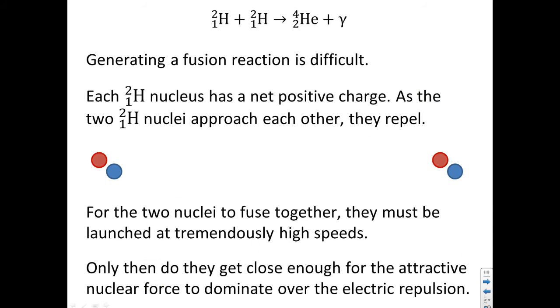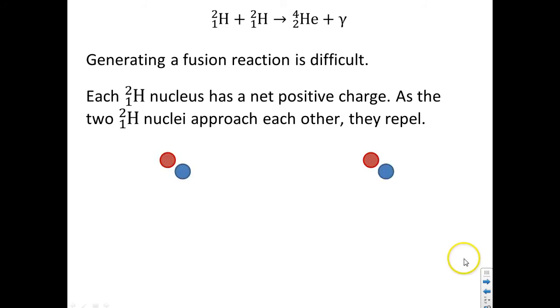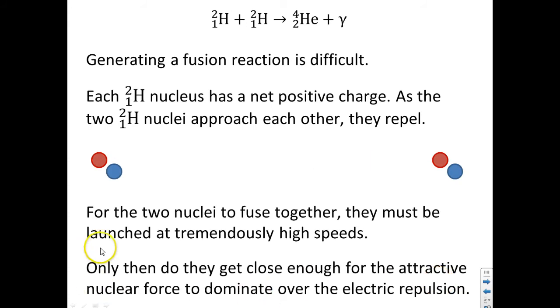To get them to fuse, we have to throw them together at really, really tremendously high speeds. Only once we throw them together at super high speeds do they ever get close enough for the attractive nuclear force to dominate over the electric repulsion. But if we don't throw them together fast enough, then they'll never get very close, they'll never feel nuclear attraction, and they'll just come together and then go back apart. So we need super high speeds to get them close enough to be bonded by the nuclear force, which is only acting over short distances.